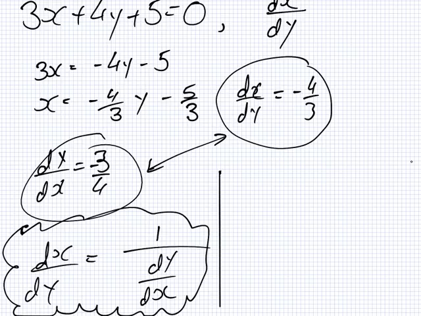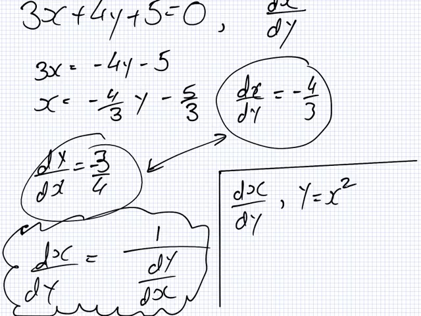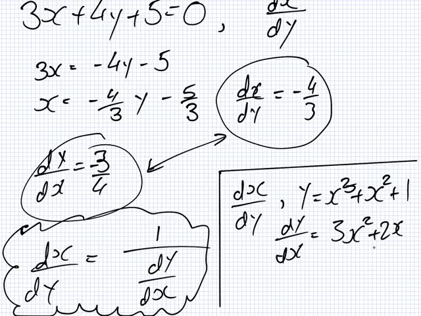So if I said here to find dx/dy in this, y equals x cubed plus x squared plus 1. Can you make x the subject here? No, you can't. But can you find dy/dx? Yeah, it's 3x squared plus 2x. And can we now find dx/dy using this result? Yes, it's going to be just 1 over 3x squared plus 2x.